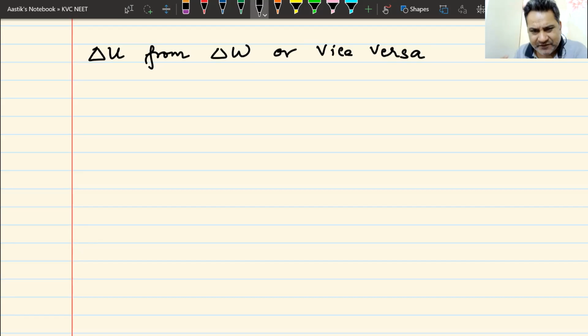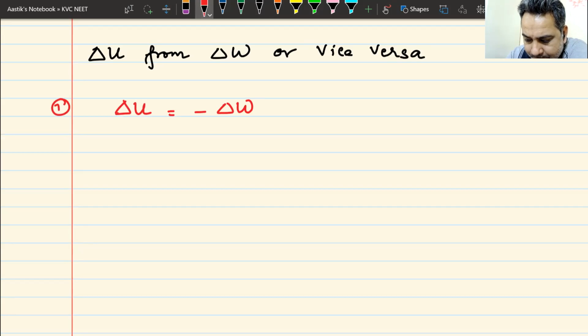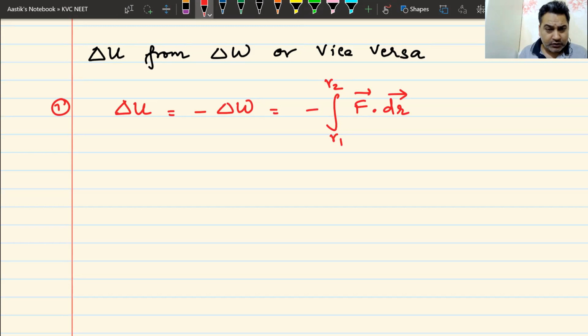What you got to do? We have done this many times before. I'll just revisit it. We know that change in internal energy is negative of work done. So if you know work done, you can calculate change in internal energy. If you know the change in internal energy, you can calculate work done. And you can calculate this by integral of f dot dr taken from position r1 to r2. We all know this very clearly.